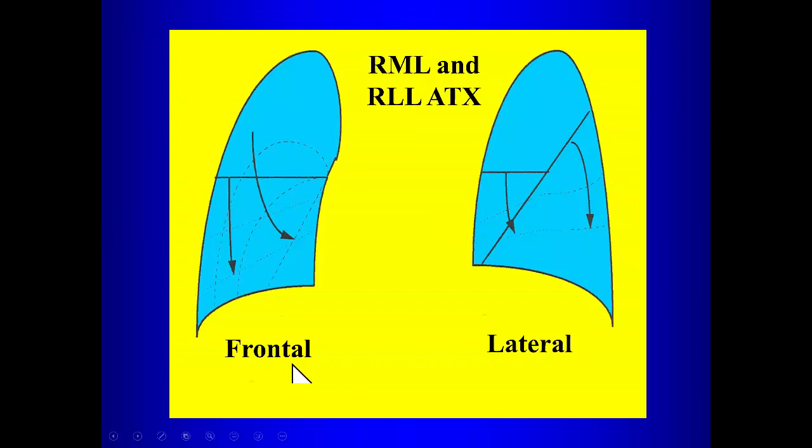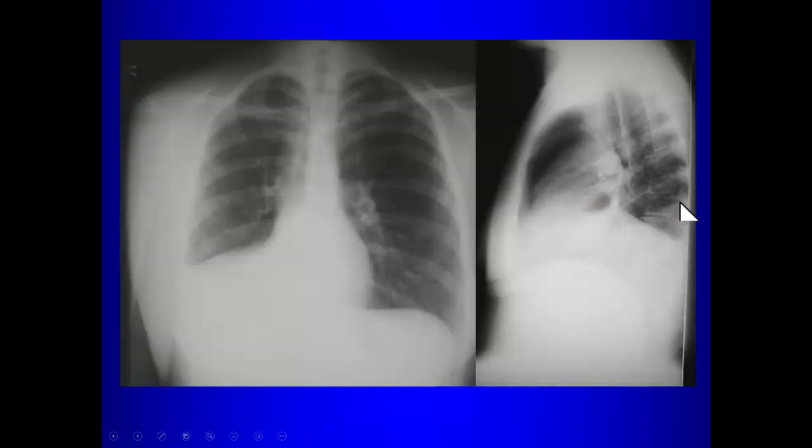Now, you can have combined atelectasis of both the right middle lobe and the right lower lobe. There is an airway that supplies both the right middle lobe and the right lower lobe. What is that airway called? That's called the bronchus intermedius. So if there's mucus plugging of the bronchus intermedius, you can get combined collapse of the right middle lobe and the lower lobe.